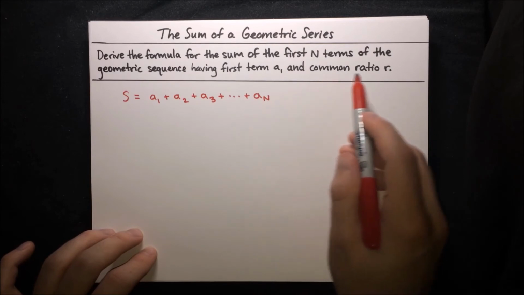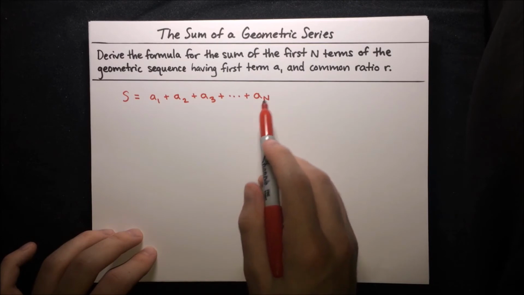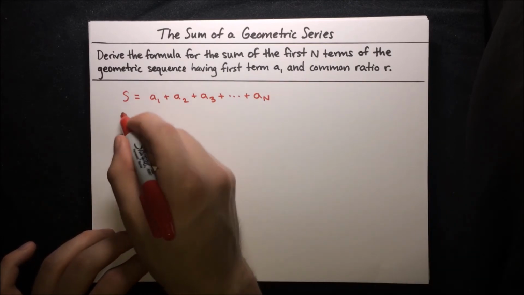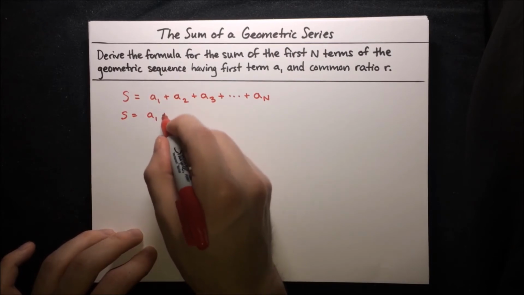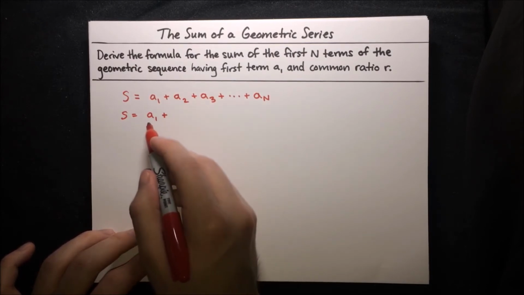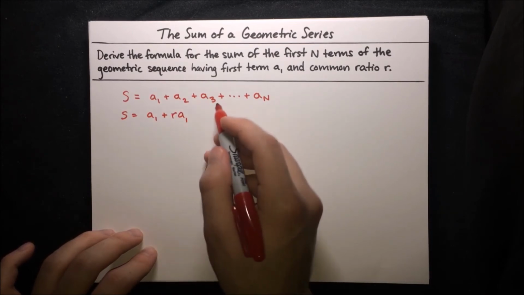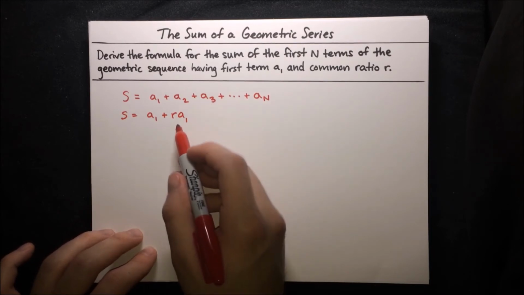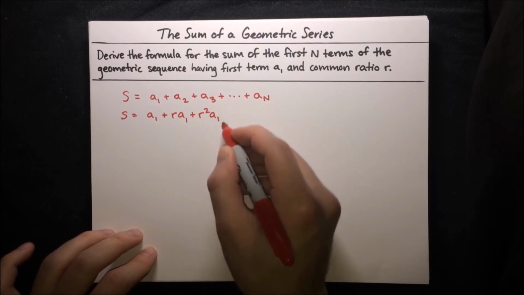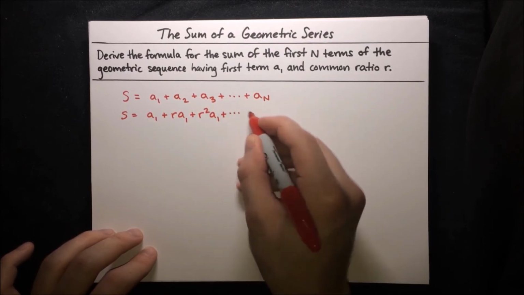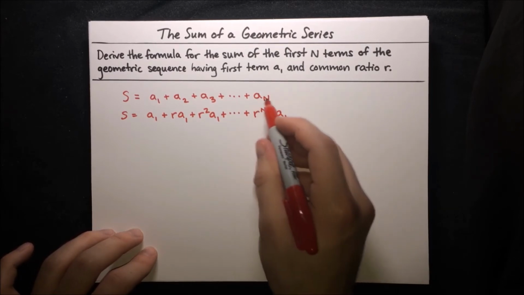Since we know the common ratio is r and we know the first term is a1, we can express all the other terms in terms of a1 and r. So why don't we do that? S equals a1, the first term, and then the second term, a2, that's just r times the first term, a1. So plus r a1, then a3 is just r times the previous term, which was r a1, so this becomes r squared a1, and we keep on continuing that pattern all the way up to r to the n minus 1 a1. That's what an is.